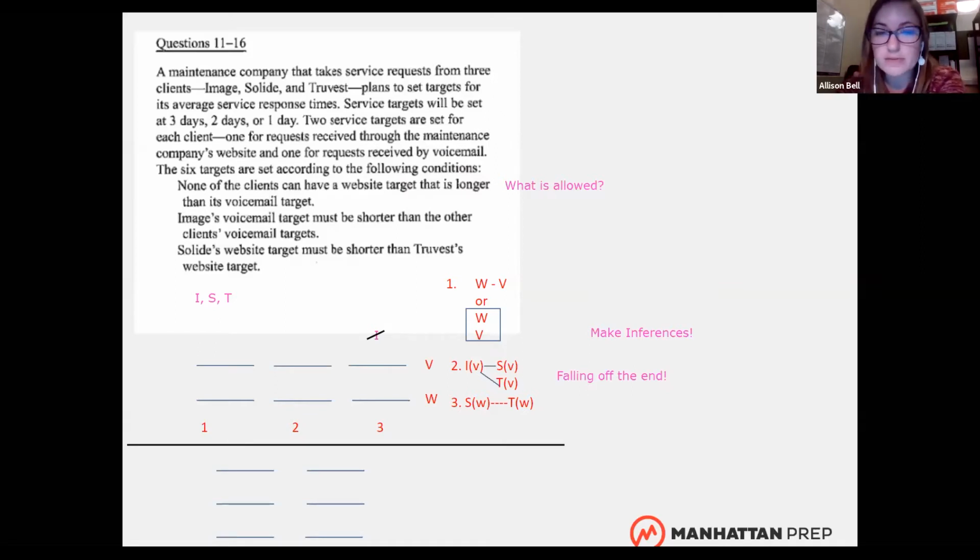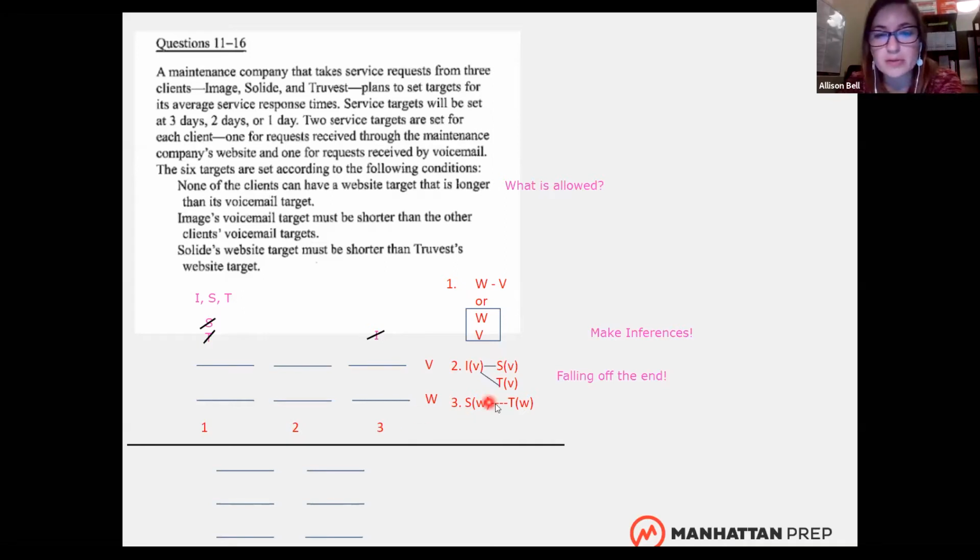Typically, falling off the end inferences work in both directions. So I can't go here. That likely means something about S and T on the other side of the diagram. So over here, I know that S and T cannot go first for their voicemail target because if they did, I would fall off the end. And notice that these are specific to voicemail. The way that I'm going to track this is if I have inferences about voicemail, I'm going to put them above the top. If I have inferences about websites, I'm going to put them below the bottom. And you might find a different way that you keep track of these inferences, but it's just important that you're clear on exactly what they mean.